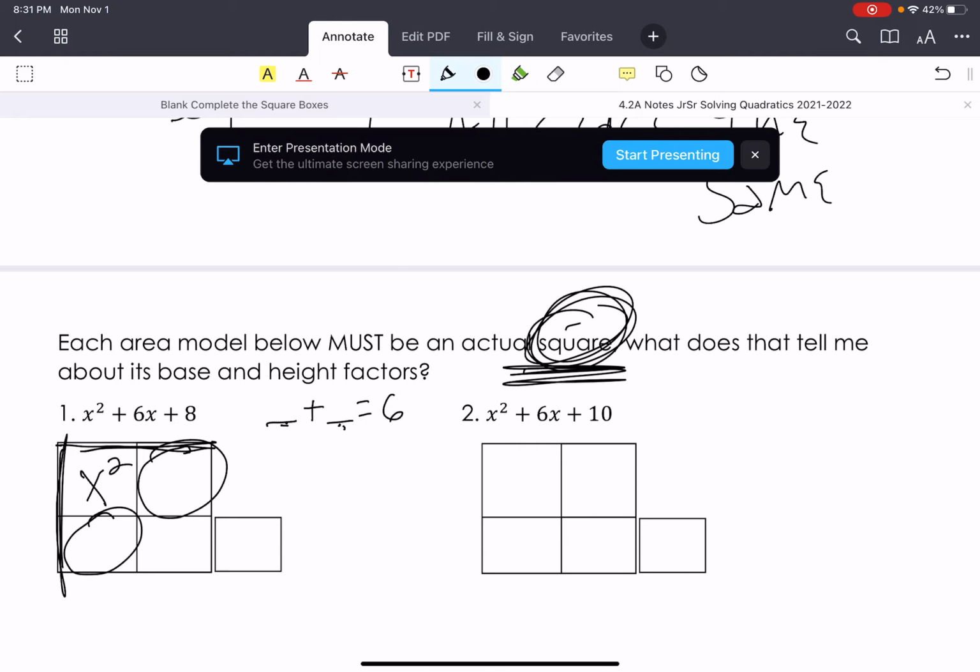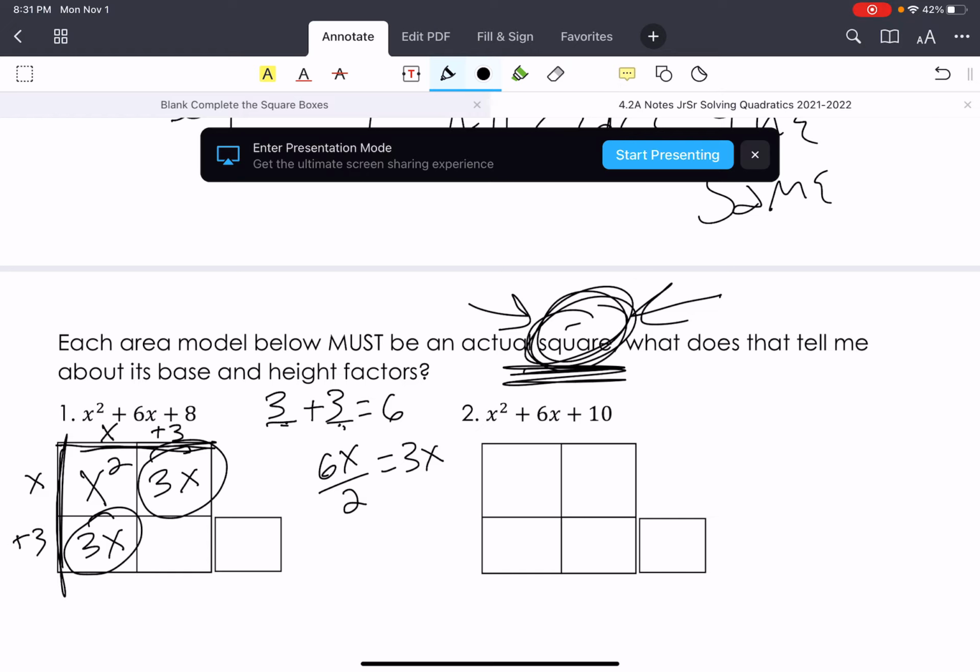So what I'm going to do is I'm going to take the 6, that middle term, and I'm going to cut it in half, because that's the only way I can add to 6 and have it be exactly the same thing. Okay? So when I pull my GCFs out, again, notice that I have to have the same thing on both sides so that it is a square. The word of the day, square.